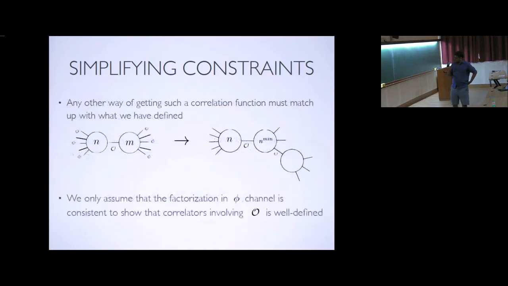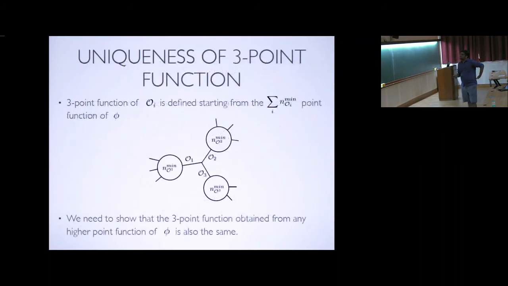Okay, now we turn to the question of 3-point functions. So I want to be able to define 3-point functions of any three operators in a unique way, O1, O2, O3. The way I do it is first I start with the definition the way I did it in the previous case, and for that, each of O1, O2, O3 will have a corresponding n minimum, and I start with the n-point function of phi that is just the sum of n minimum. That is to say, a smallest point function of phi which is guaranteed to give me the desired 3-point function.